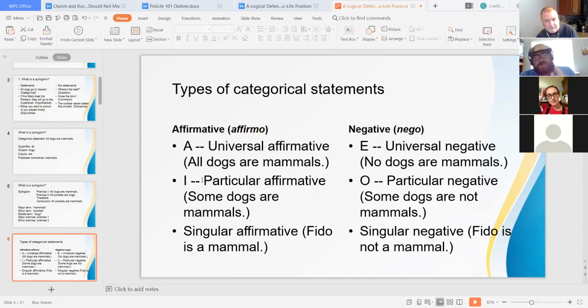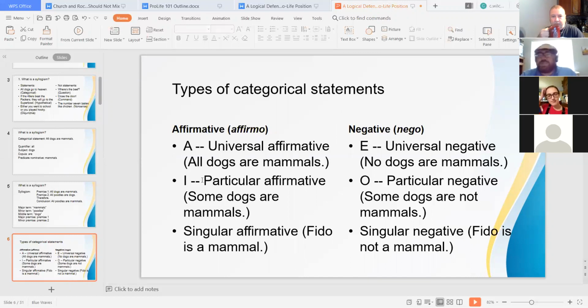And so we call universal affirmative statements A statements and particular affirmative statements I statements. And the reason we do that is because the Latin term for affirmative, affirmo, which I have there in parentheses, contains the A and the I. So that's where they get the A and the I from.